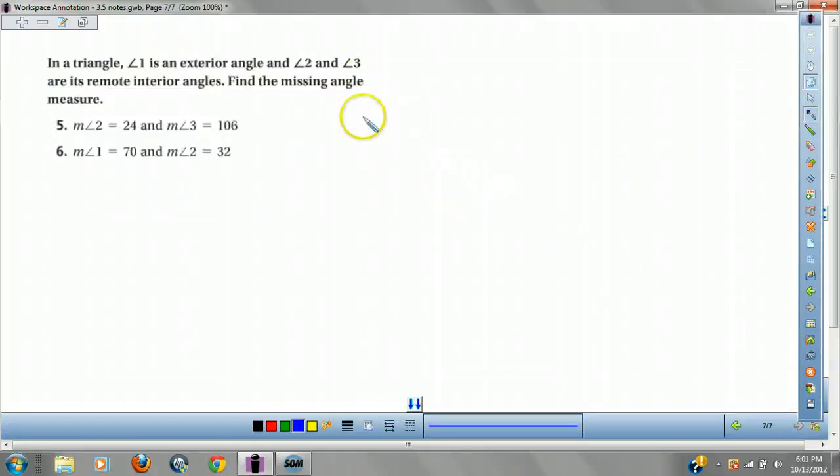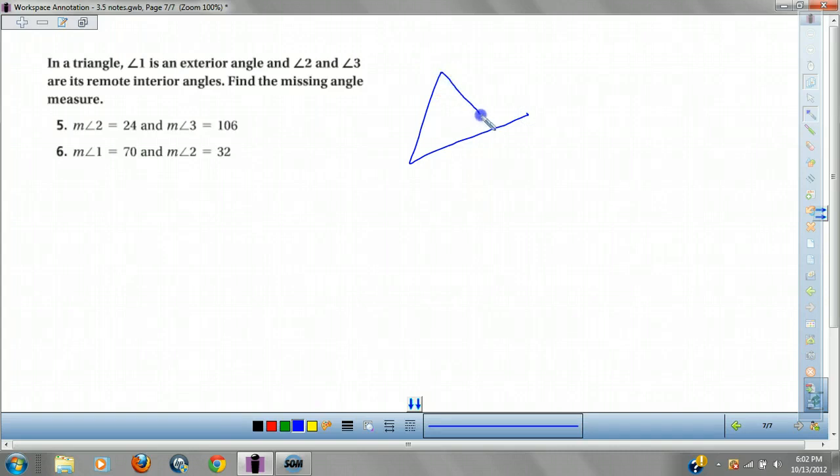Let's see it in action. In a triangle, measure 1 is exterior angle, and 2 and 3 are remote interior. Find the missing angle measures. Alright guys, I always have to draw these out. So I'm going to draw a triangle. And it says angle 1 is exterior, so I'm going to put a 1 here. So 2 and 3 are my interior remotes. Okay. So first thing they tell me is measure of angle 2 is 24. So this guy's 24. And 3 is 106.